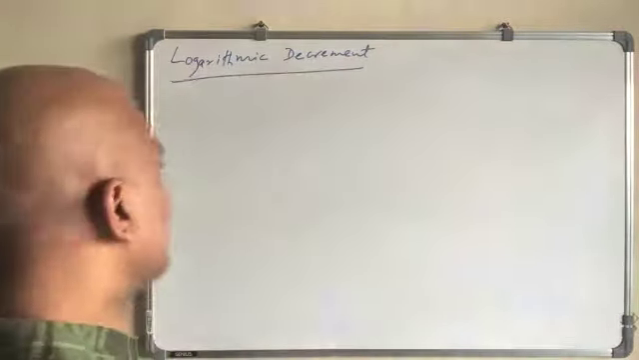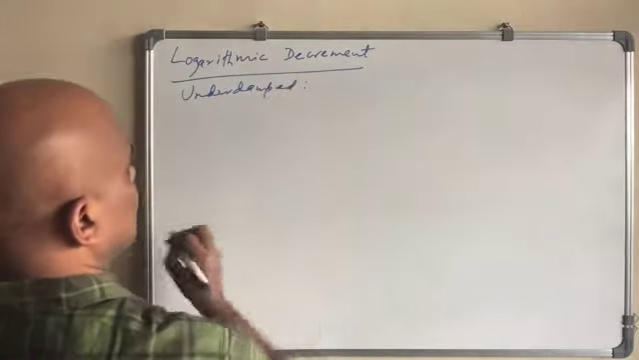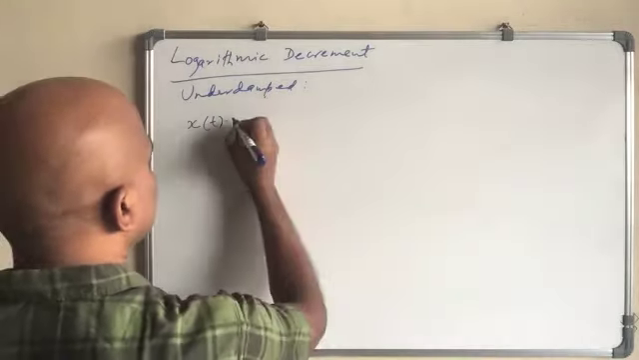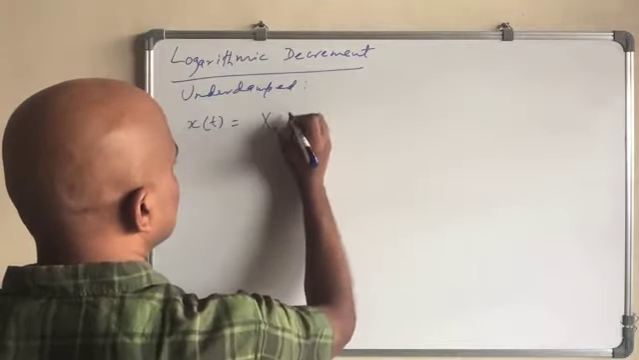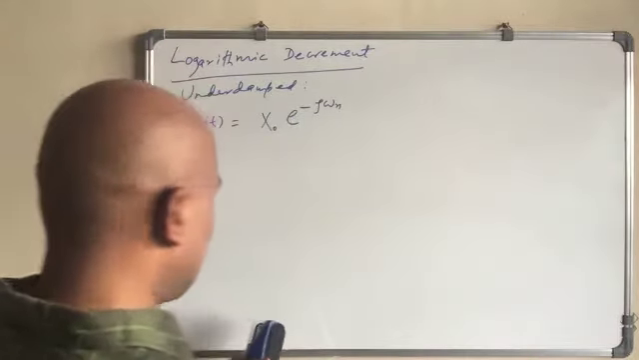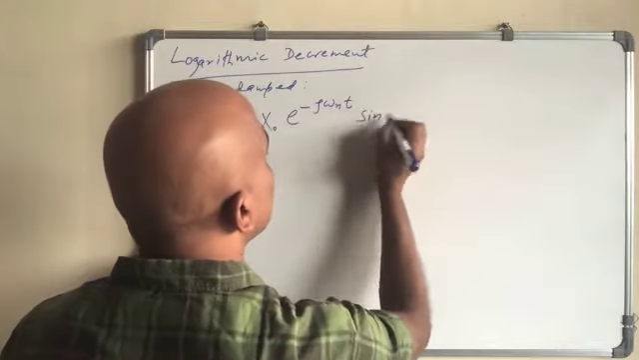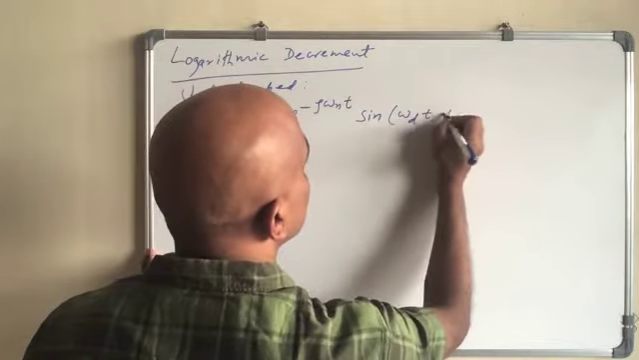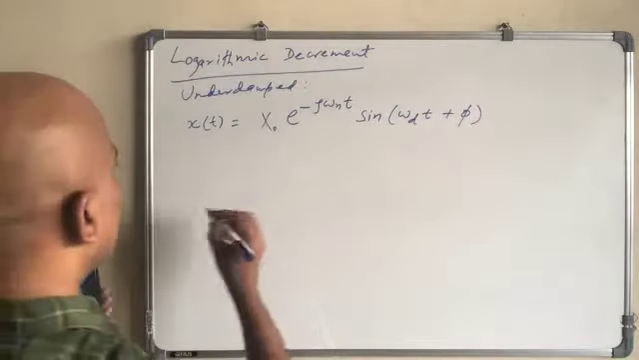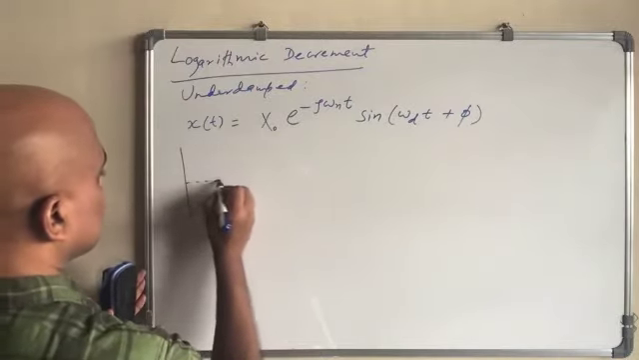Okay, so for the underdamped condition, we know that x(t) is given by x naught e to the power minus zeta omega n t, and then we have sine omega d t plus phi. So all those things we already studied. Now, how does it look? This also we have studied.